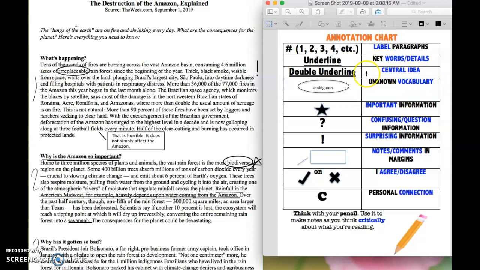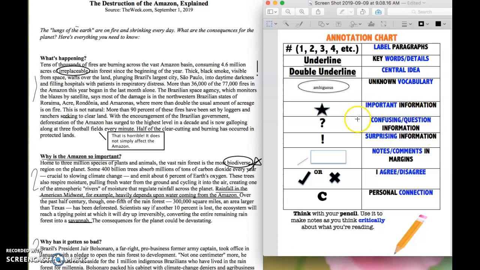circle unknown vocabulary so that you don't just skip over it, so that you can go back and better understand it. Use context clues to understand the vocabulary. And then star any important information, anything that you feel is extremely important to the article as a whole or the text as a whole.